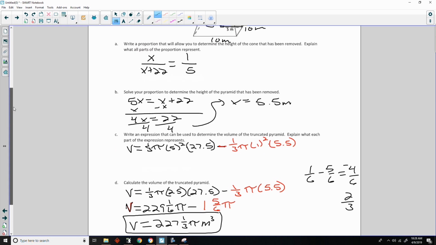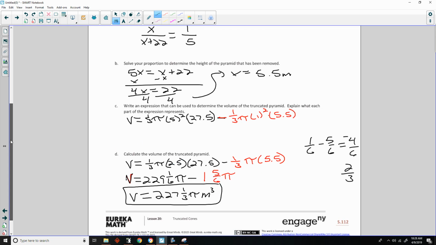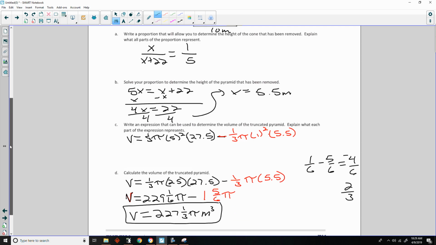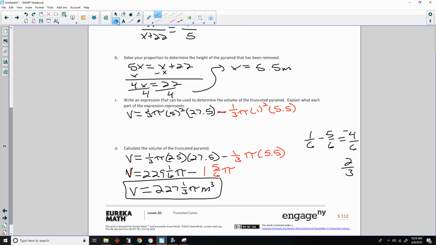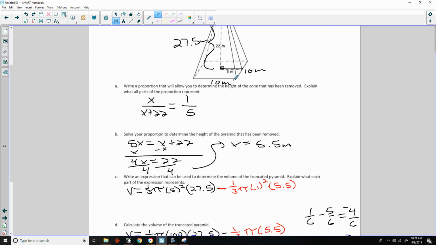Okay, so it's 1/3 pi base area. I have 25. I did the radius, like a radius. So instead of that 5, I should have 10 by 10, which is 100. So this 25 should be 100. So let me just fix this. Okay, base area is side squared, 10 squared.